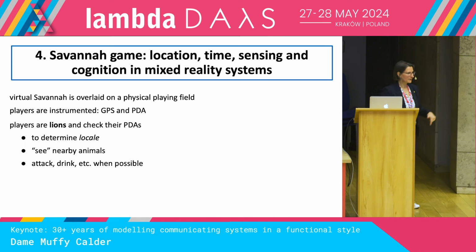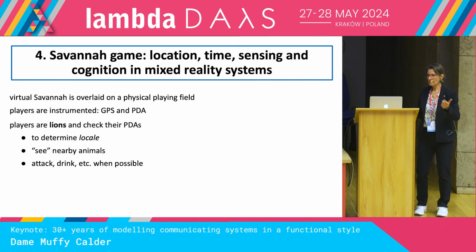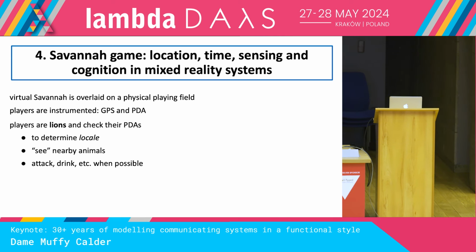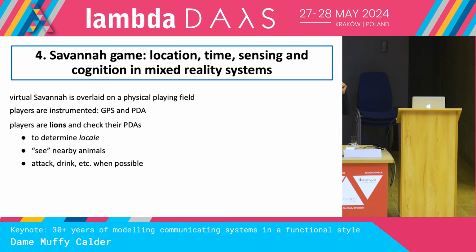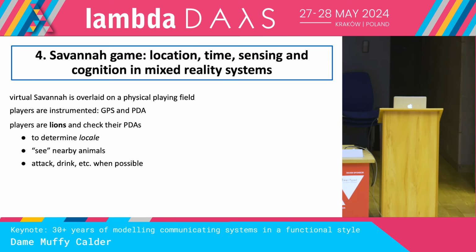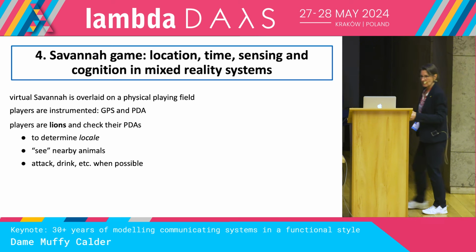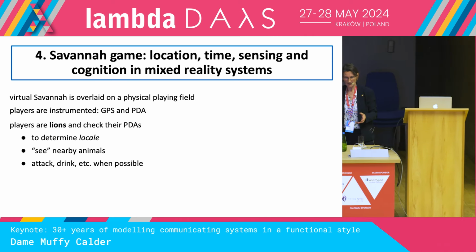And there are players who are playing this game, and they are instrumented with GPS, and they have a PDA. The animals in the savannah are typically lions and impalas, and the players are the lions. And in the game, depending on where they are in the savannah, they might be near water they can drink, they might be near tall grass, which is good for hunting. They can see nearby animals and they can kill them.